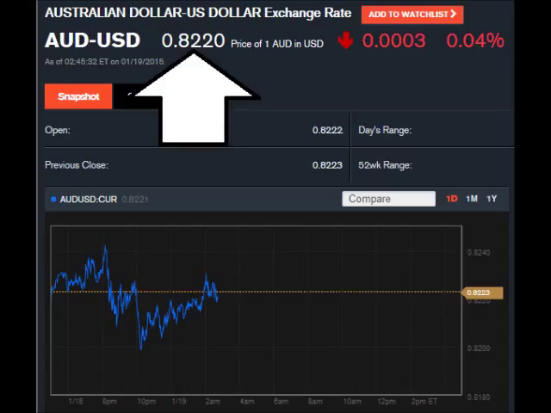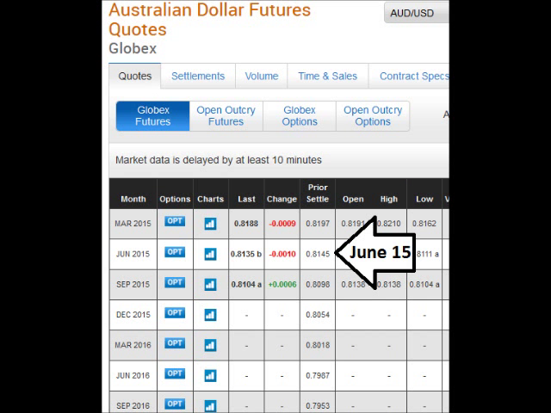For quotes, see B6. At the same time, the spot market was at 82.20. The June 2015 forward for the Australian dollar was trading at 81.45. The only reason for this 75-point discount, again, was the interest rate differential between the US and Australian dollar. For futures quotes, see link B7.